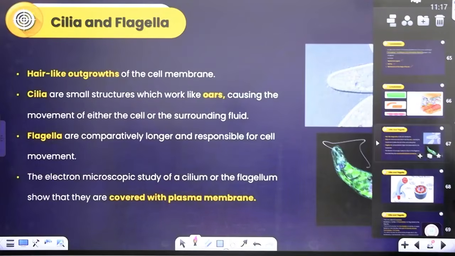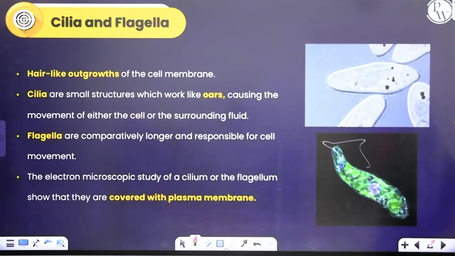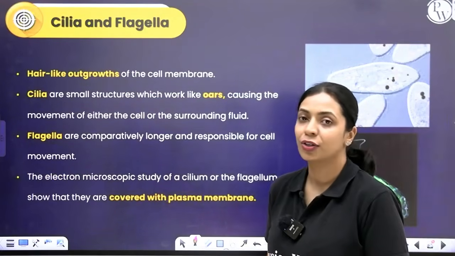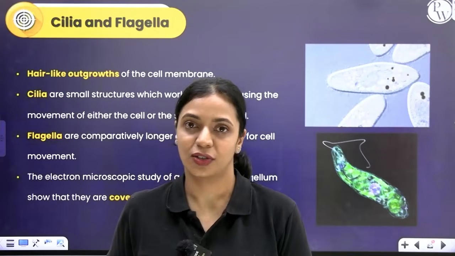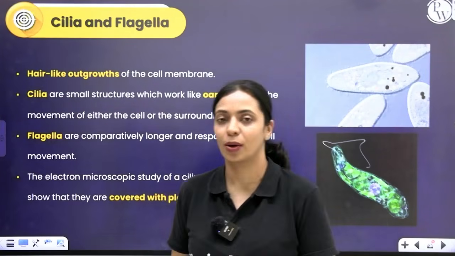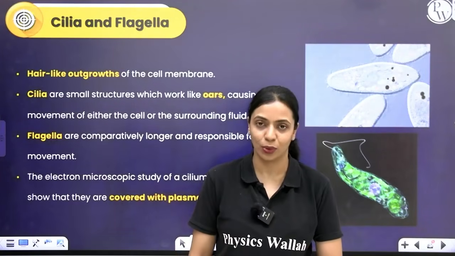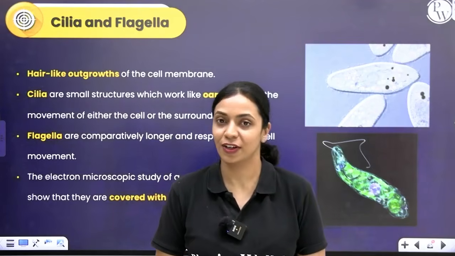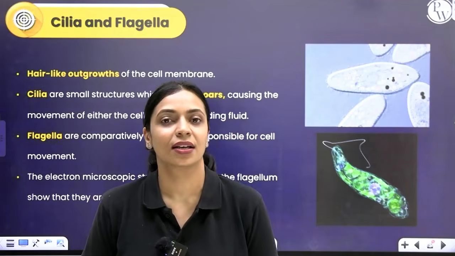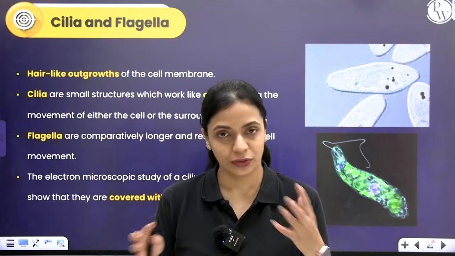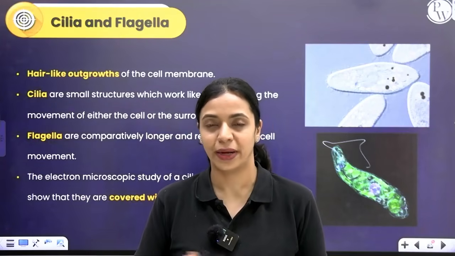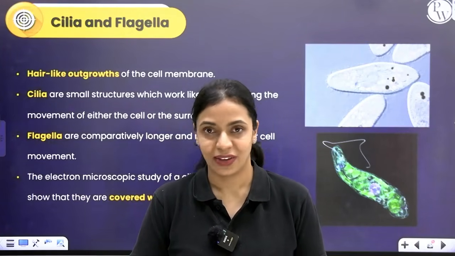Next we have locomotory structure, cilia and flagella. In prokaryotes also we learnt about the structure of flagella. That was very different from how the structure of flagella is in eukaryotes. Both of their function is the same, they are analogous. So both of them help in motility, movement, but they are structurally very different.